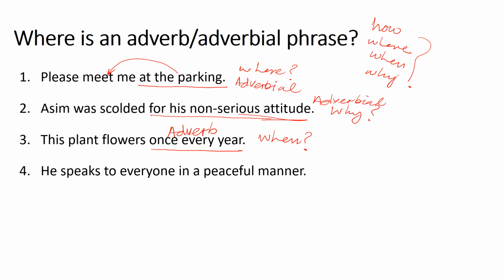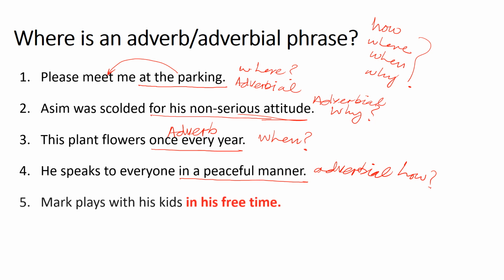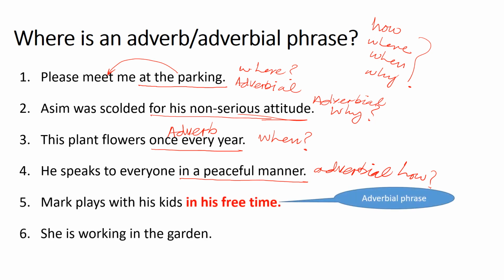Next sentence. He speaks to everyone in a peaceful manner. In which manner? In a peaceful manner, right? So again it is an adverbial phrase. Why? Because it is giving you an answer of how. Next sentence. She is working in the garden. Acha ji. In the garden is a prepositional phrase. Why? It is answering the question where, right?